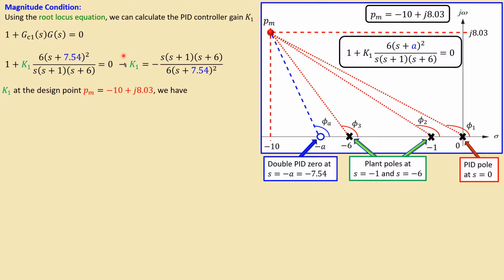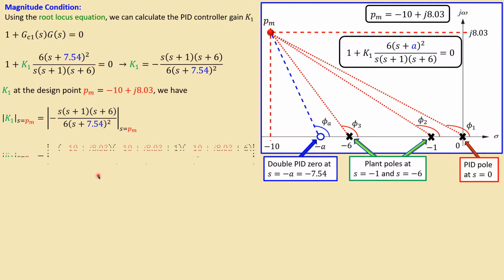Now, in order to calculate the real value of K1, which is the actual value of our K1 parameters, we need to evaluate this expression at the design point we have determined. PM is equal to -10 plus j 8.03. Now we have done that here. You can see that we have said that this absolute value must be evaluated at PM, which is also true for the right hand side.